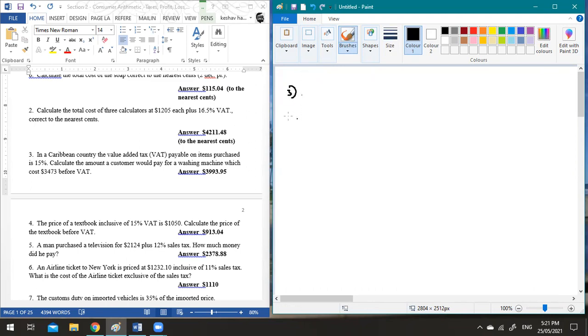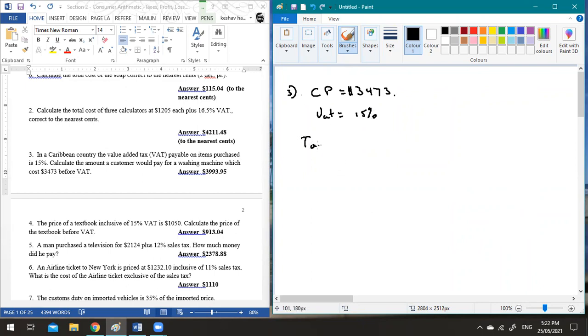Number 3. In a Caribbean country, the normal value added tax, VAT, payable on items purchased is 15%. Calculate the amount a customer would pay for a washing machine which costs $3,475 before VAT. So the cost price is $3,473. The VAT is 15%.